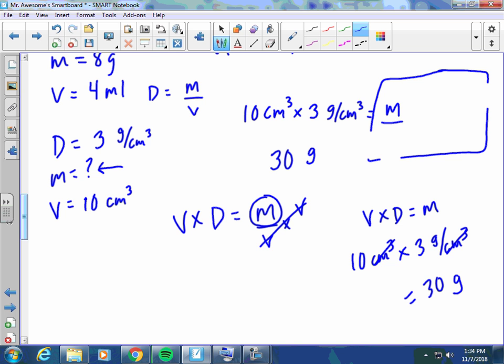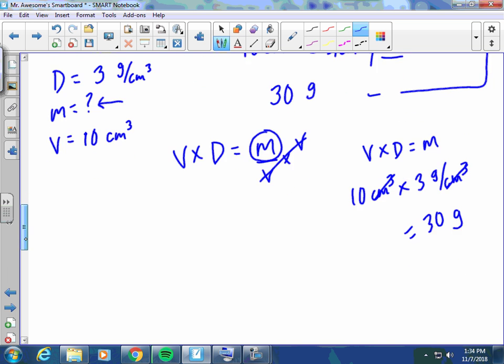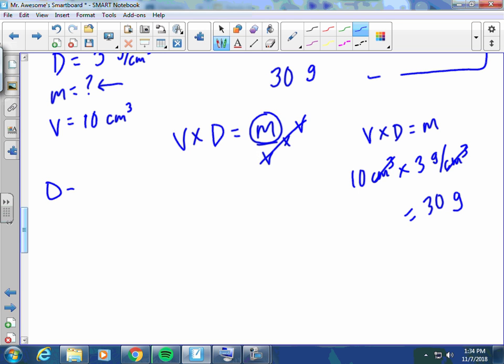And then a lot more people struggled when I did this. So let's say the density is, we'll go super easy, 1 gram per milliliter, and the mass is 20 grams. And then what is the volume? A lot of people were lost on this.